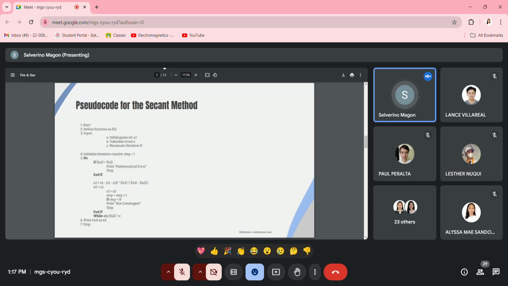All right, so we can construct a code based on the said process. Following that algorithm, a pseudocode can be constructed as follows. So you can expect the process that goes through when we try to automate the calculation using the secant method.